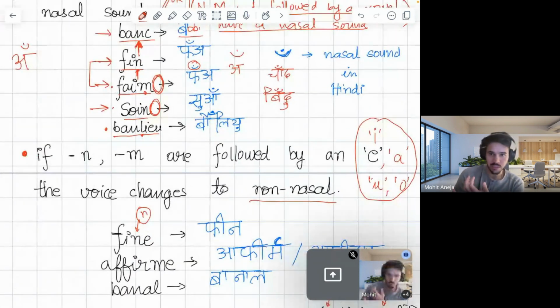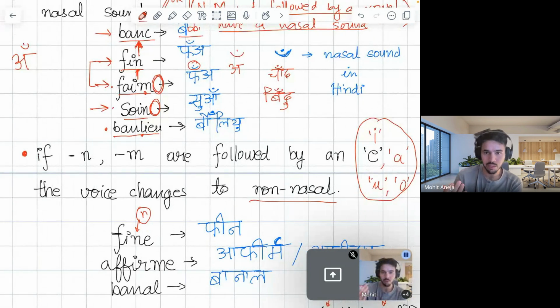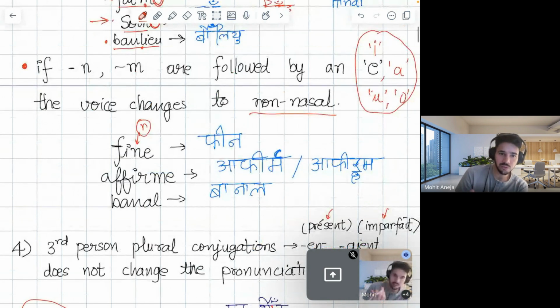The next rule is whenever it is followed by a vowel, and what letters are we talking about? N and M. Whenever N and M are followed by a vowel, the voice changes to non-nasal. Non-nasal meaning we actually pronounce that word as it is. Okay, so I'll read out this first word and you'll understand.